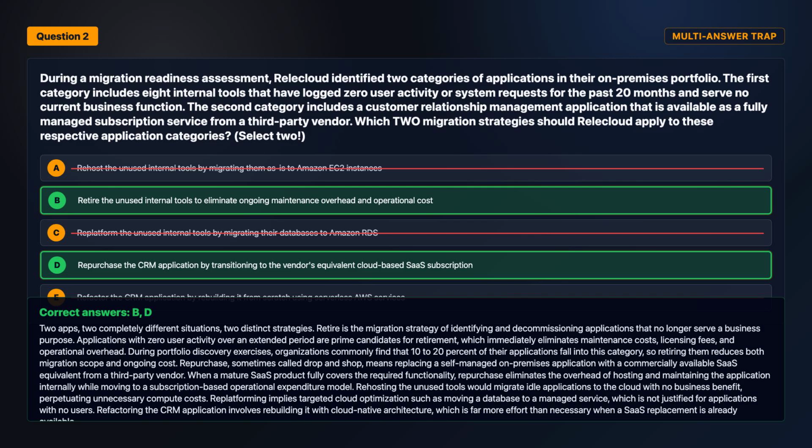Rehosting the unused tools would migrate idle applications to the cloud with no business benefit, perpetuating unnecessary compute costs. Replatforming implies targeted cloud optimization, such as moving a database to a managed service, which is not justified for applications with no users. Refactoring the CRM application involves rebuilding it with cloud-native architecture, which is far more effort than necessary when a SaaS replacement is already available.